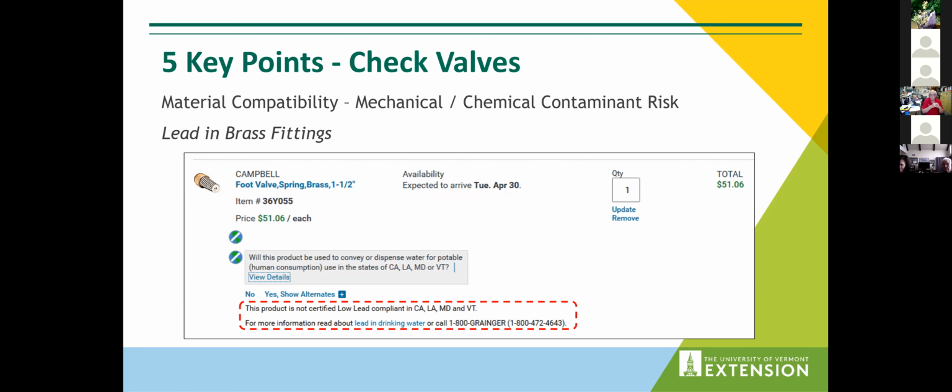This is an example of one check valve that was ordered, and this one, I guess, was from Grainger. It will say on most of these, if you're getting it from a reputable source, where it can be used, because some of these cannot be used on potable water systems. So you do need to check to make sure it can be used for the purpose that you're going to use it for, because there can be some issues related to chemical contamination in some cases.